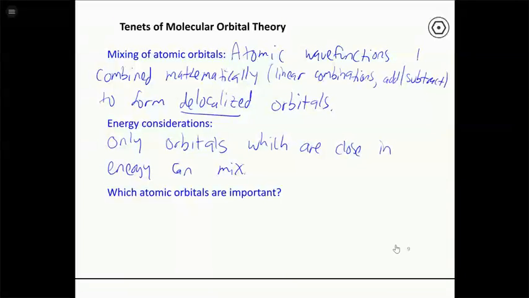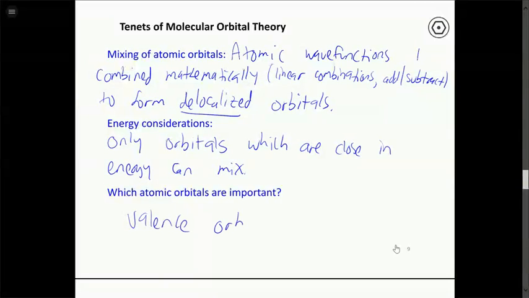So just like we saw for every other bonding theory we've talked about, we just need to consider valence orbitals. The core orbitals are too close to the individual nuclei. They're not able to mix very well with the other core orbitals, so we only need to consider the valence orbitals. So when we mix these orbitals together, we have two possibilities.